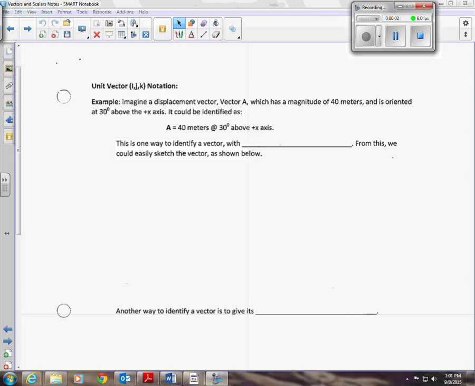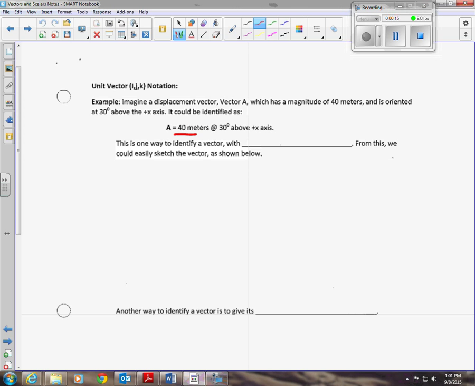And in this video I'm going to be talking about vectors in 3 dimensions and a new way of specifying a vector. So it's going to be a little confusing. It's going to start out pretty easy though. We're going to have a displacement vector, and it's vector A, which is 40 meters, 30 degrees above the x-axis. That's one way to identify vector A, with its magnitude and angle.